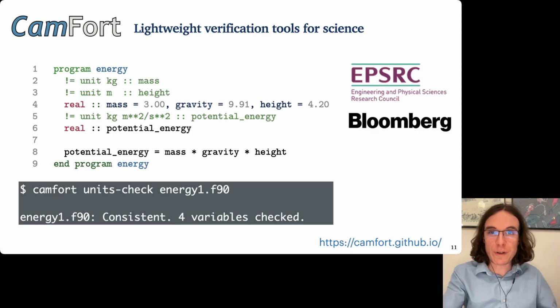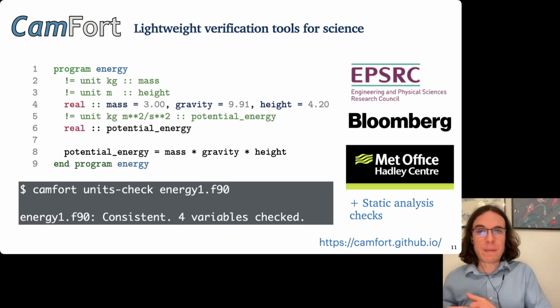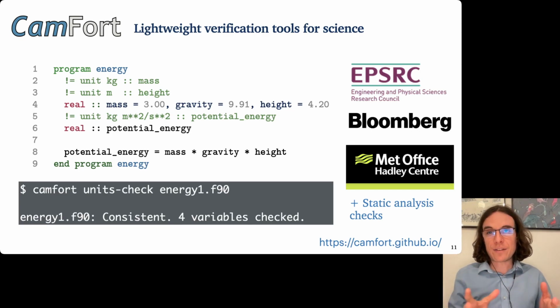So that's ongoing work there about doing this at scale. And then from that work, we worked with the Met Office. We built a load of other static analysis checks for them to run on the unified weather and climate model that they have. And so that was running for a time at the Met Office to check the correctness of their code with kind of linting style checks based on their internal style guide.